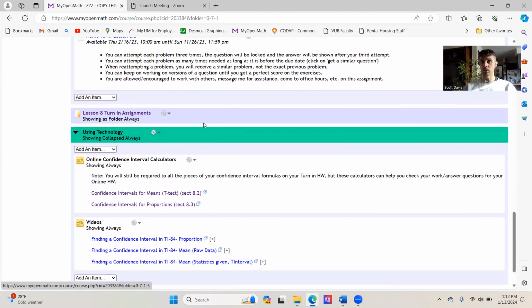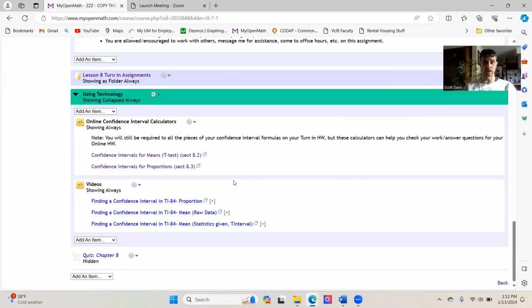But on your turn-in homework, be sure that you show all of the pieces. These can give you the end values of your interval itself, but to show your work and to get full credit on your turn-in homework, you will need to show all of the pieces of the formula so I can make sure that you understand where the formula comes from.